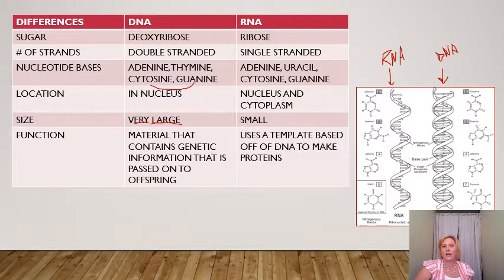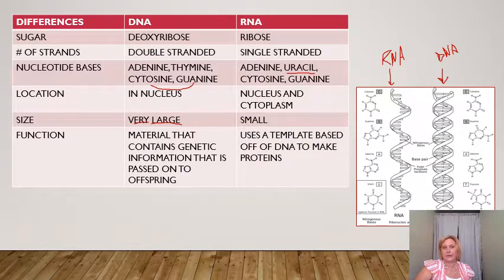Okay. In contrast with RNA, there's four bases, and most of the bases are the same, except for one. The thymine is going to be replaced with a base called uracil. So uracil will pair with the adenine, and adenine will pair with the uracil, and vice versa here. Okay.